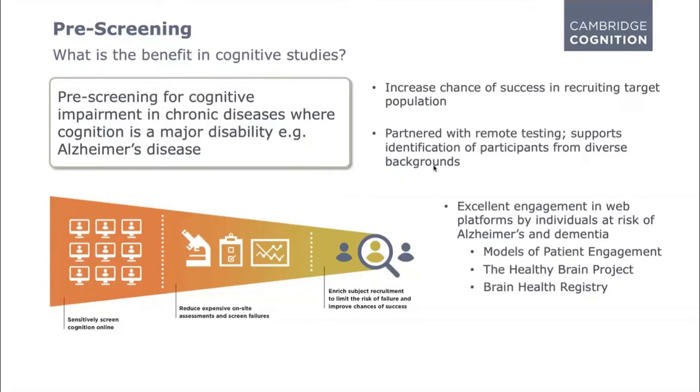Another benefit of using pre-screening methods is that when it's partnered with web-based testing or home testing, this has the potential to have a much wider reach of participants from more diverse backgrounds, particularly when partnered with advertising campaigns. And on this front, we've seen excellent engagement in web platforms by individuals at risk of Alzheimer's and dementia. We've seen this in the Models of Patient Engagement study, the Healthy Brain Project, and in the Brain Health Registry as well.